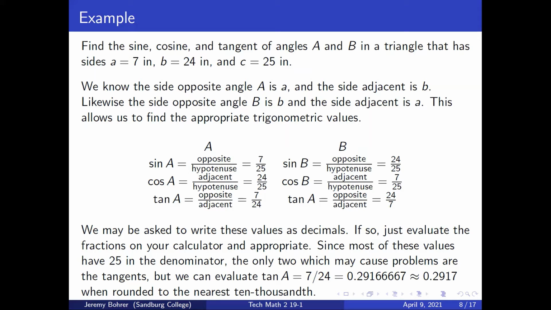You may be asked to write these values as decimals. If so, just evaluate the fractions on your calculator. And I'm not sure what "appropriate" was supposed to be.